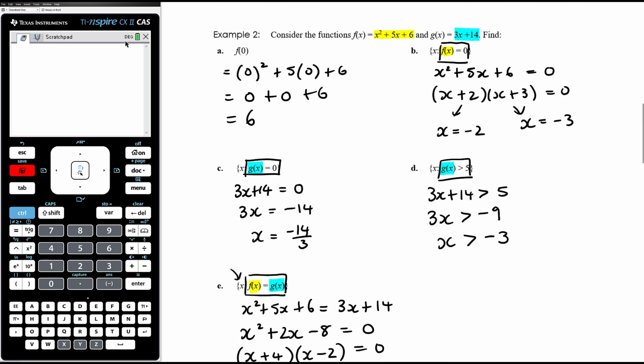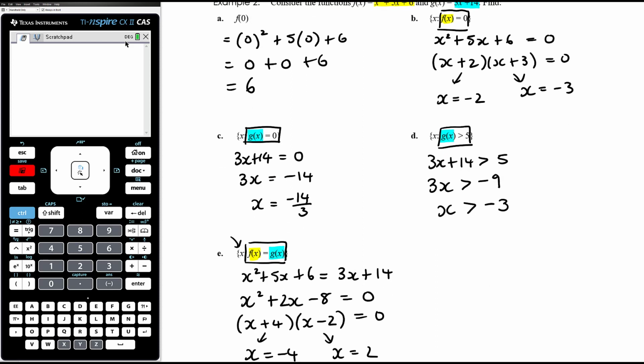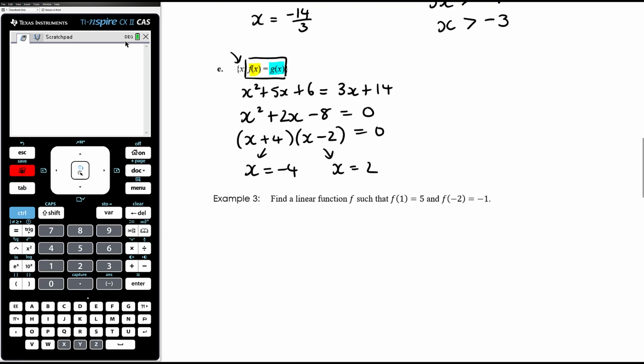Okay, so again, just being really clear about the difference between sort of f of 1 versus f of x equals 1. Also understanding that if g of x equals 0, the whole function has to equal 0, so 3x plus 14 has to equal 0. F of x could equal g of x, in which case the two functions are equal to each other, and then we solve for x.